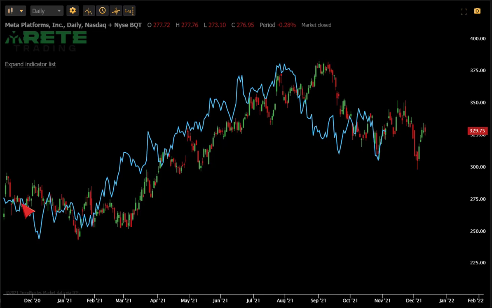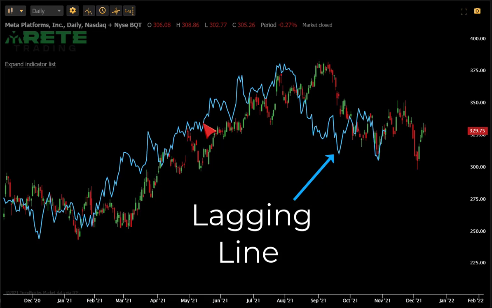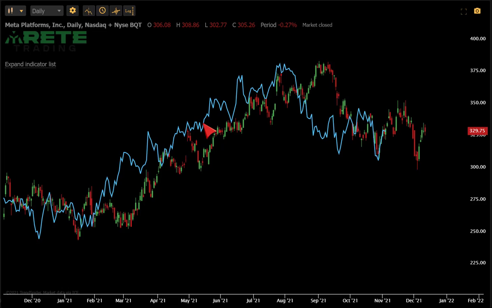So essentially, this blue line is your lagging line. And all this line is, this line is 26-day closes. So you can see how it lags and mimics price, right?